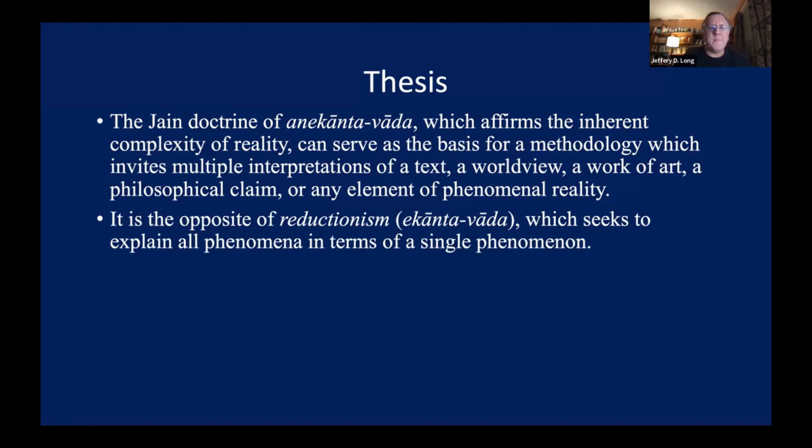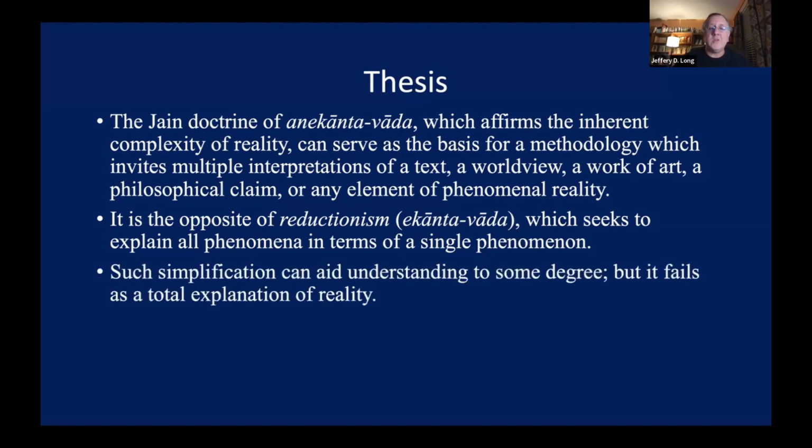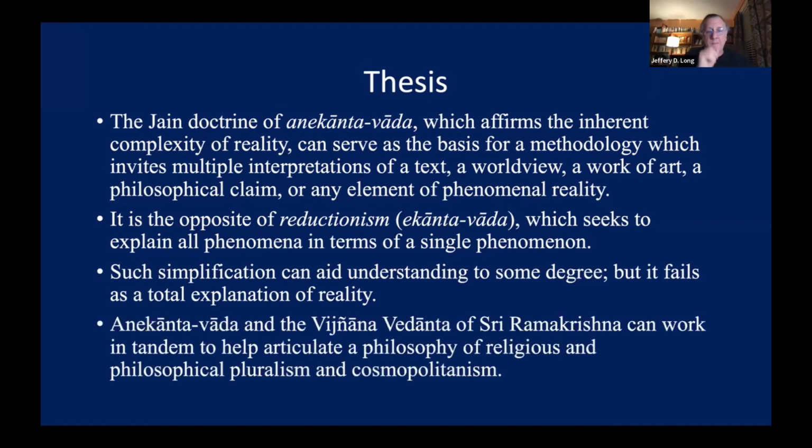To take a very simple example, in ontology and metaphysics, people will often argue either that everything is of a material nature, so that's materialism, or, on the other hand, idealism, the idea that everything is a modification of consciousness. Both of these are forms of reductionism. They take one aspect of our experience and say it all boils down only to that. But the Jain tradition refuses to take that view. It says reality is as complex as we experience it. So even though such simplification can aid our understanding to some degree, it fails as a total explanation of reality. It can't explain every single facet of our existence. At least that's the Jain claim.